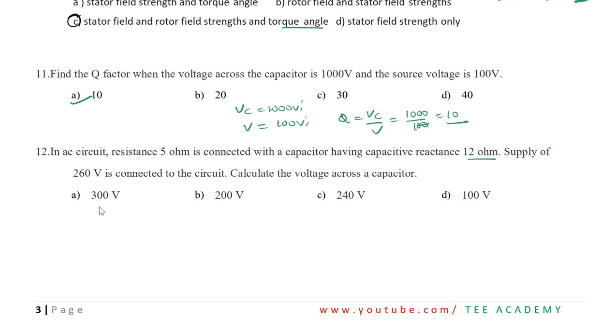Okay, so I'll give the answer. The answer is C, 240 volts. If you want the explanation for this question, just refer to my previous video on the digital assistant model paper, in which I discussed the same question.